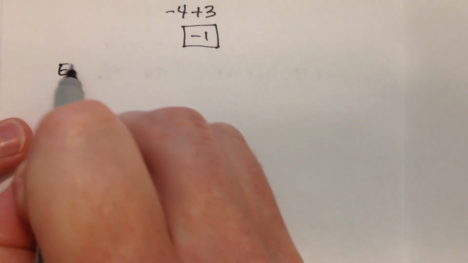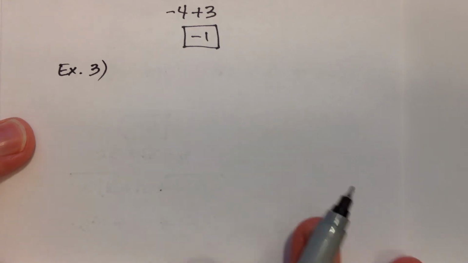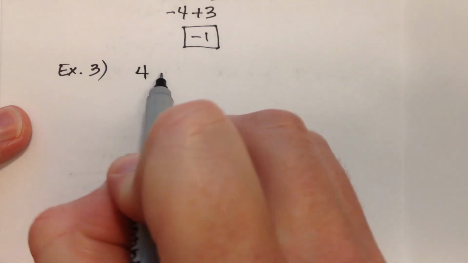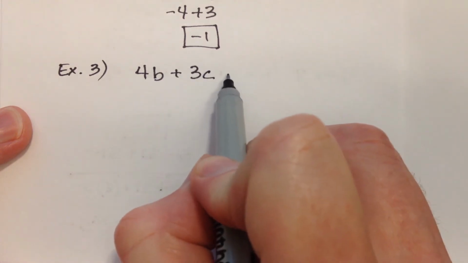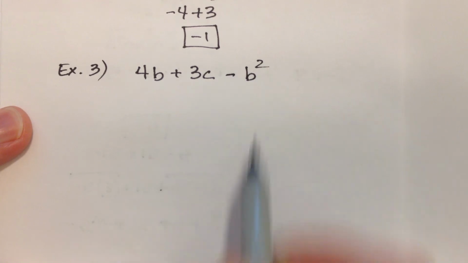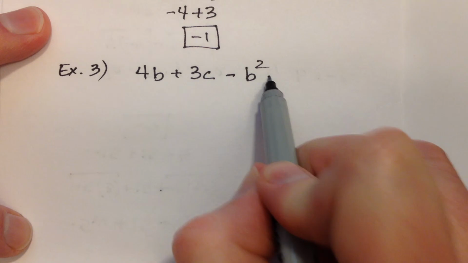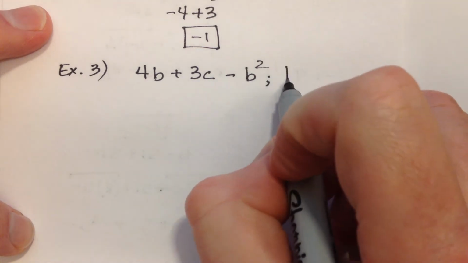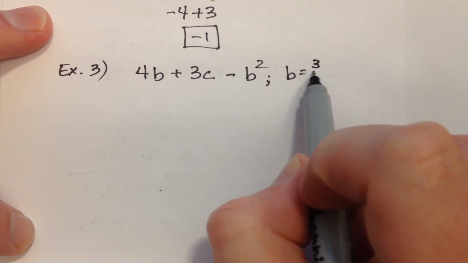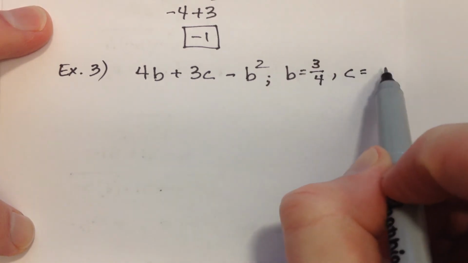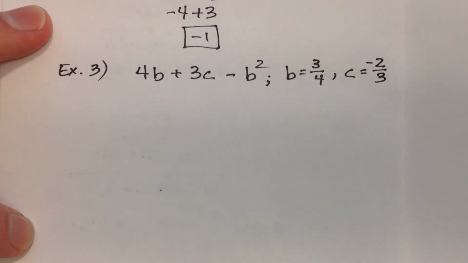So we'll call this example 3. And we'll do something with fractions just to make things a little interesting. We're going to say 4b plus 3c minus, let's say, b squared. Okay, and here's my semicolon to separate my expression from my values. I'm going to say b equals, let's say 3/4, and c equals, let's say negative 2/3.